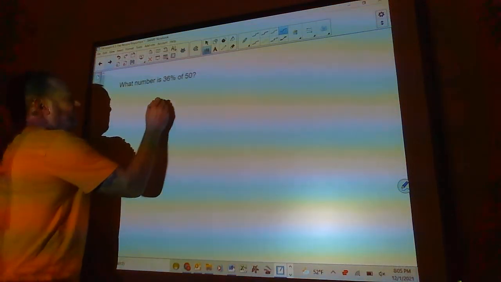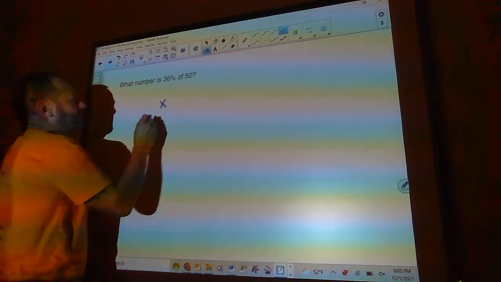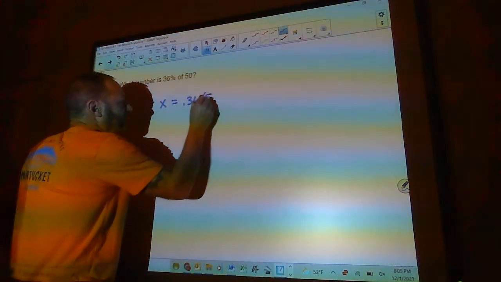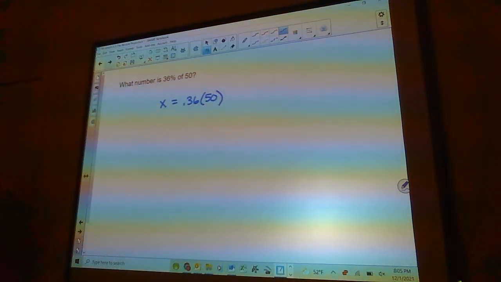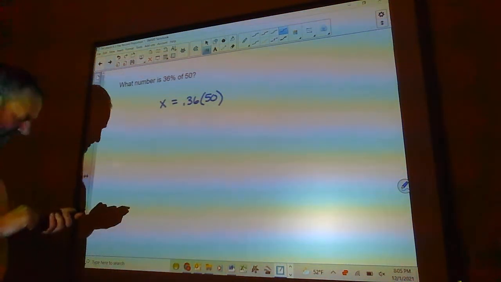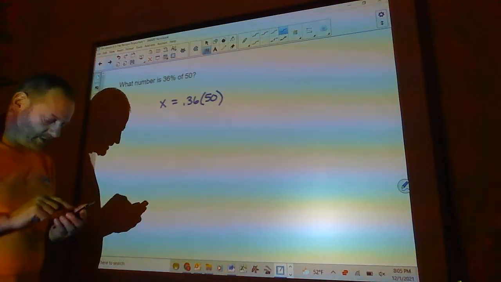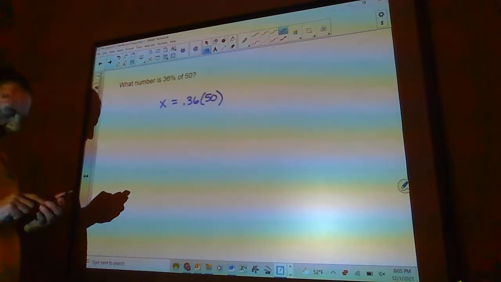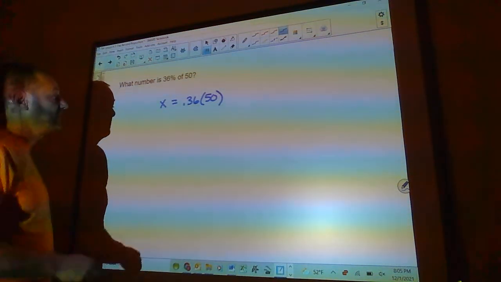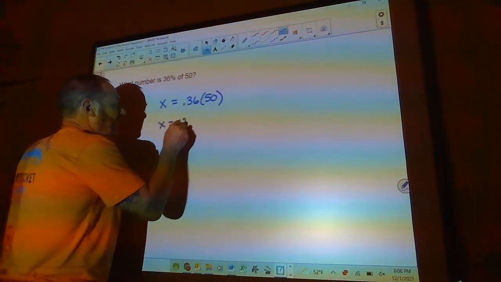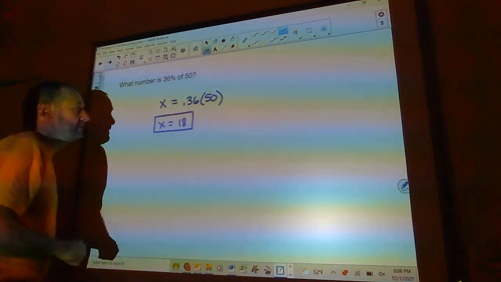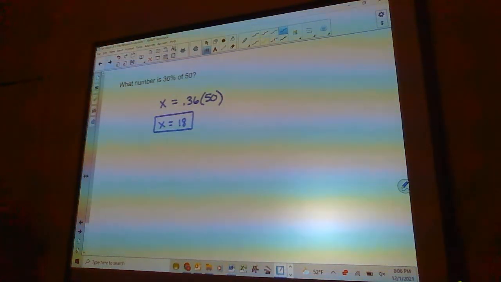Okay, so what percent is my variable? Is 36. So is 36% of means times 50. Okay, so I'm going to get out my calculator at this point, and let's see, 0.36 times 50 is going to be 18. So X is 18, and I'm done. 18 is 36% of 50. Simple and easy.